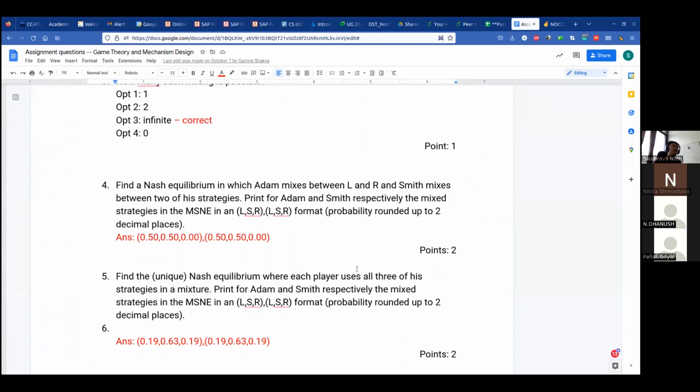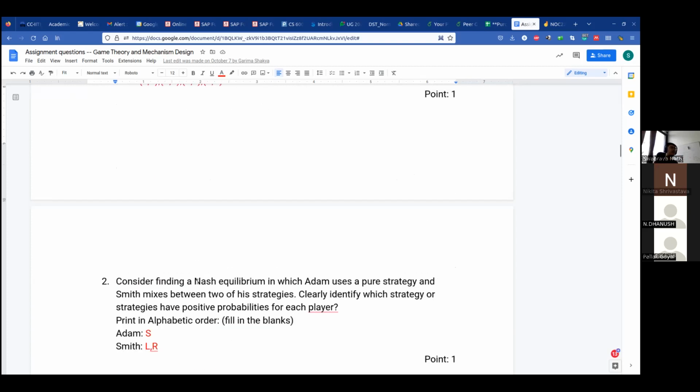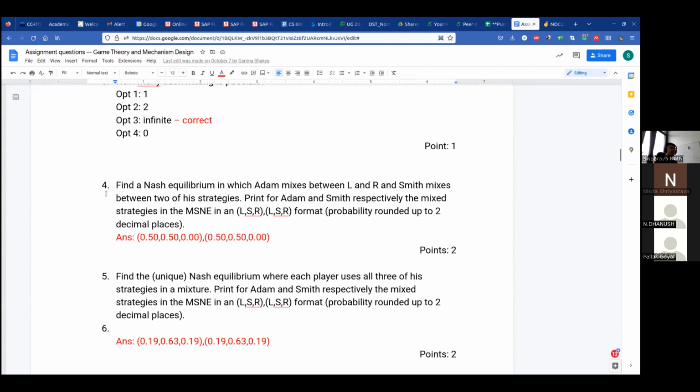Find an equilibrium in which Adam mixes between L and R and Smith mixes. So I suggest that you are having a very common confusion. I think you should go back and check these two conditions, how these conditions are actually used when you are trying to find a mixed strategy Nash equilibrium. In this question four also, I can see a very similar issue. So this is question four of question three, right? Question two, right? This one.